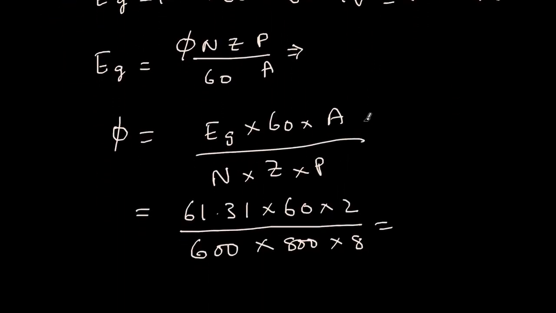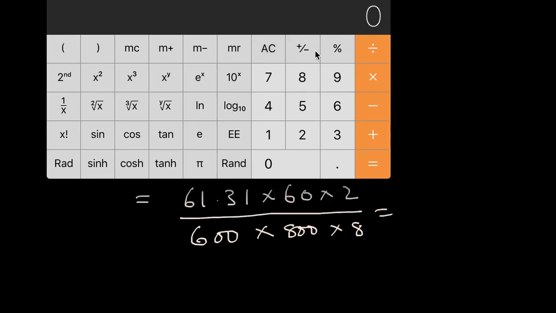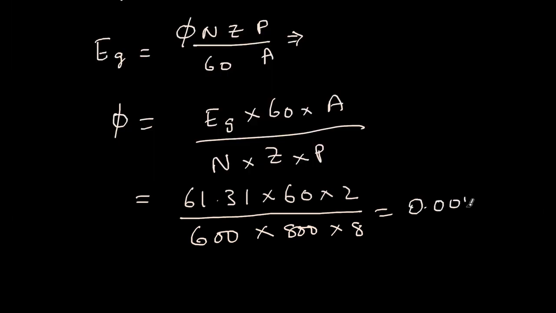So now I can find the flux. Let me again use the calculator. 61.31 multiplied by 60 multiplied by 2, then divided by, I open the brackets, 600 into 800 into 8. I'm getting 0.0019. This is in Weber, so I'll round it off to 2 milliwebers. So this is the answer.